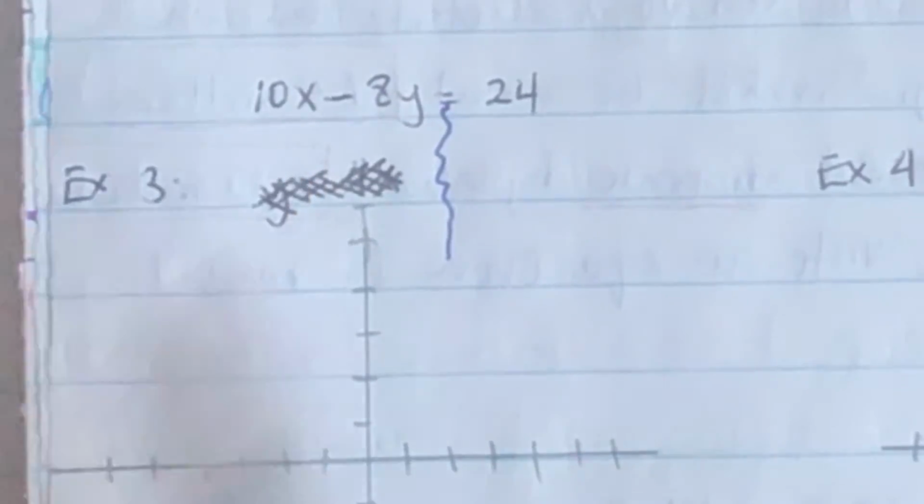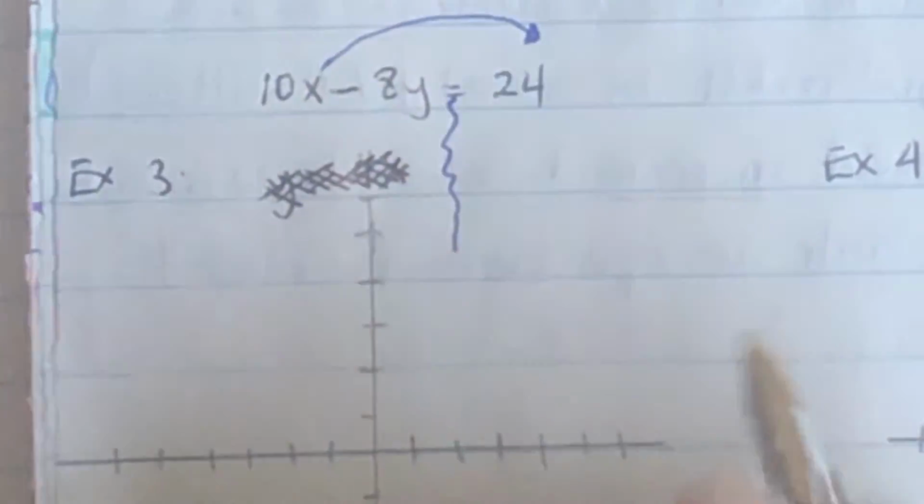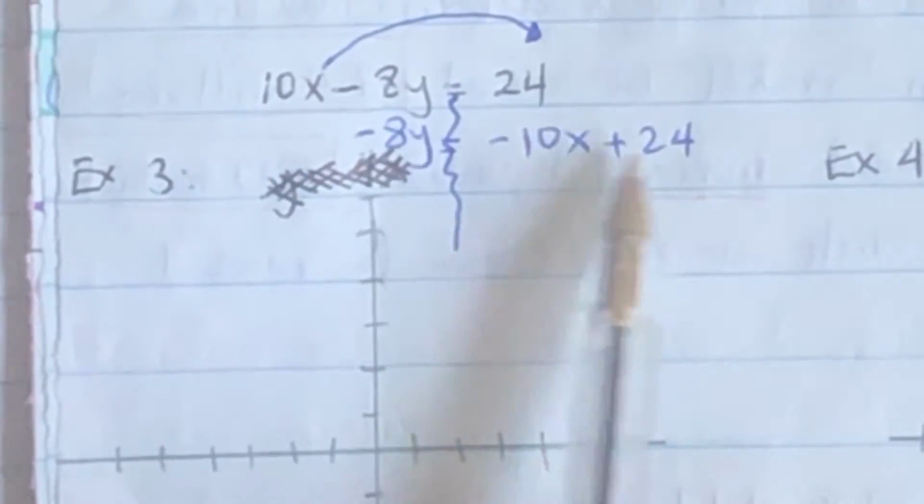So what needs to leave? This 10x needs to go to this side. So it's going to cross my river, and it's going to become what? Negative. So now I have negative 8y equals negative 10x, and this is already plus 24. Now I'm only putting it in this order because it's y equals mx plus b.